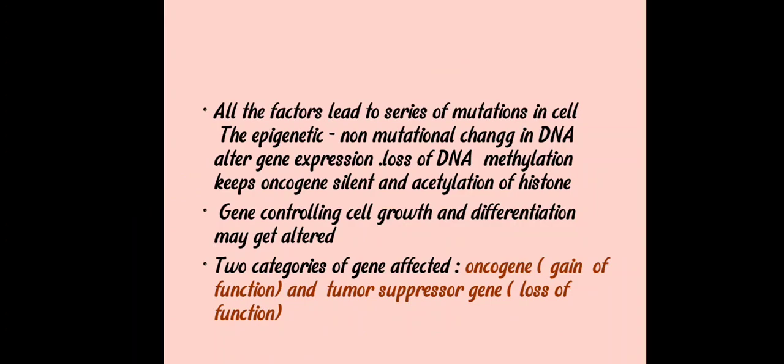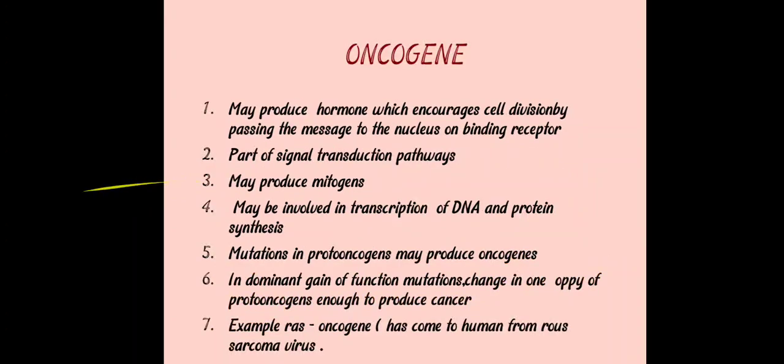Either it is an oncogene, which has to be expressed for cancer to develop, or it is a tumor suppressor gene, which is supposed to suppress tumors or prevent tumor formation. And if there is loss of function of the tumor suppressor, it can lead to cancer development. Two genes, oncogene and tumor suppressor gene, are very, very important for cancer.